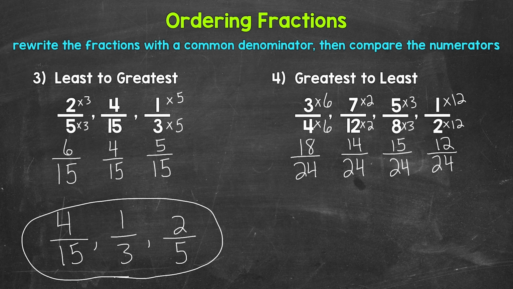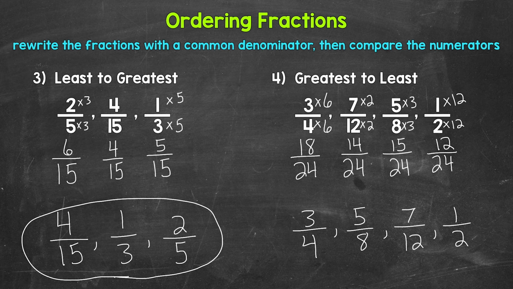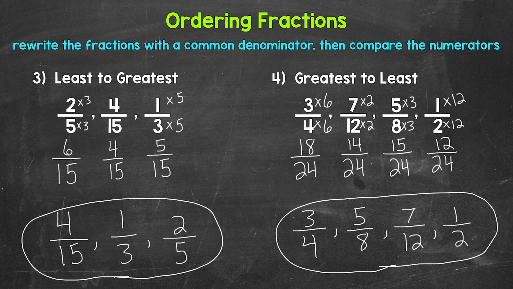Now let's order these from greatest to least. The greatest is going to be 18/24, which the original fraction was 3/4. Next, we have 15/24, which the original fraction was 5/8. Then we have 14/24, the original fraction, 7/12. And then the least is going to be 12/24, which is 1/2. And now we are done. Our fractions are in order from greatest to least.